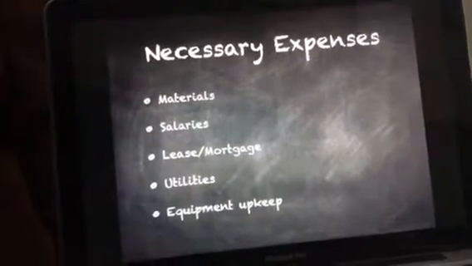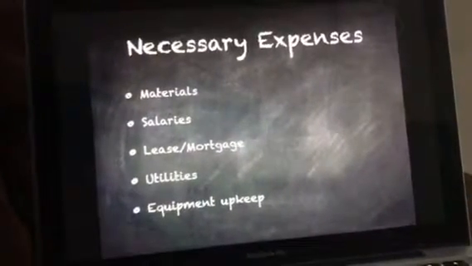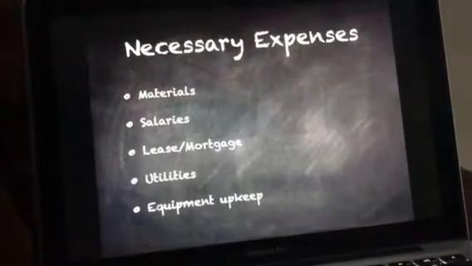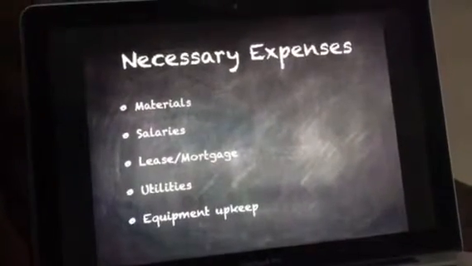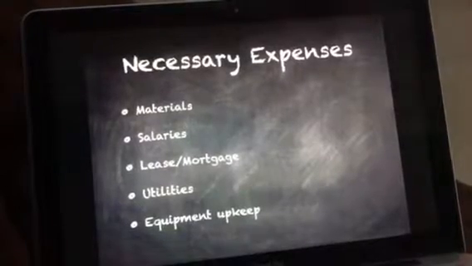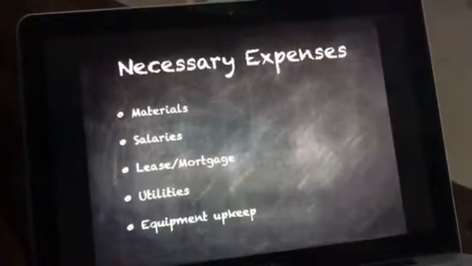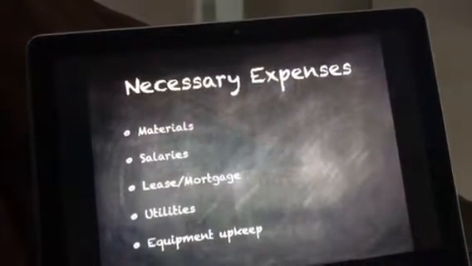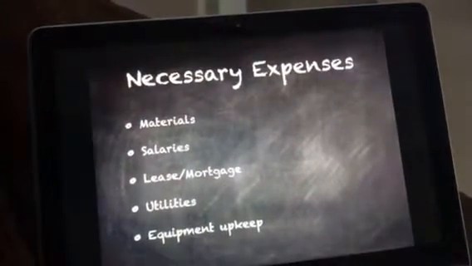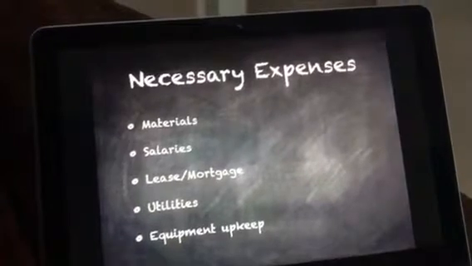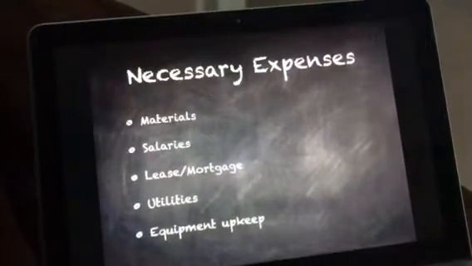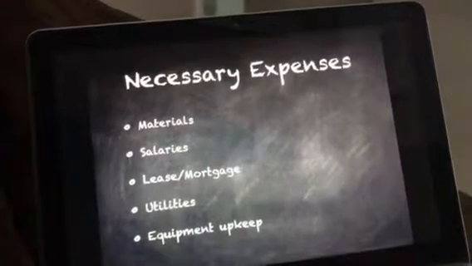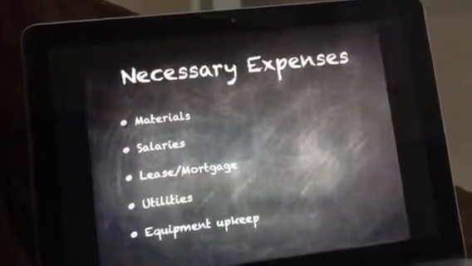The fourth necessary expense I've listed is utilities. You can't run a business without electricity and heat and water and gas. It's all part of it. And your utilities are more of a set expense. Unless something crazy happens, your utilities are going to remain pretty consistent for the entire year. So that's an easy part of your budget to maintain.